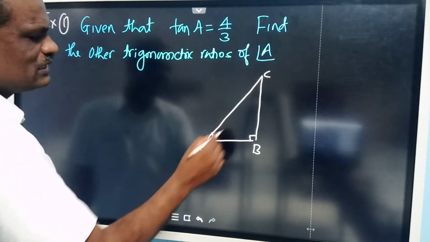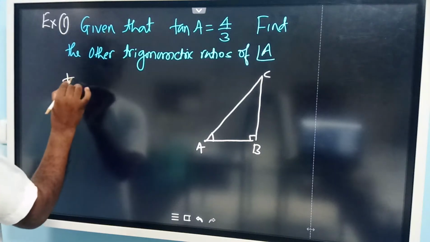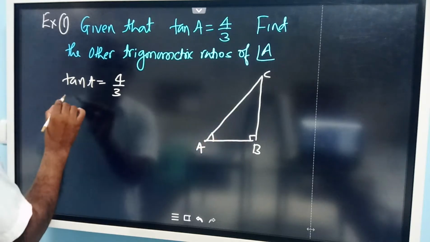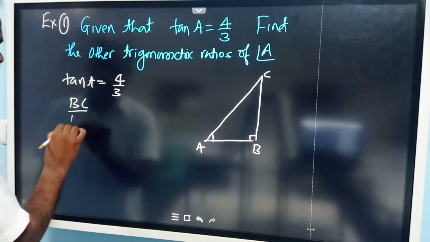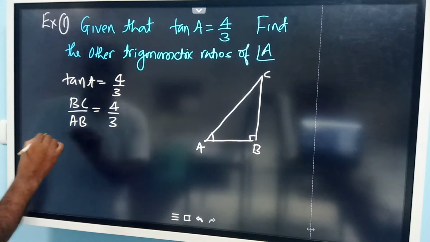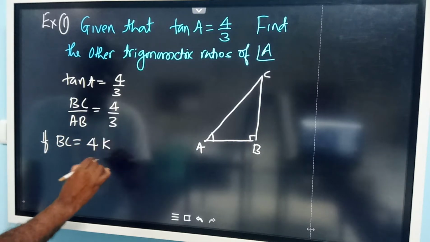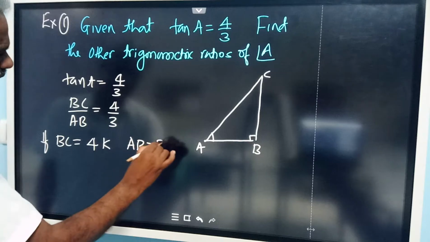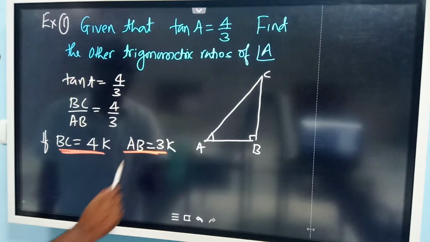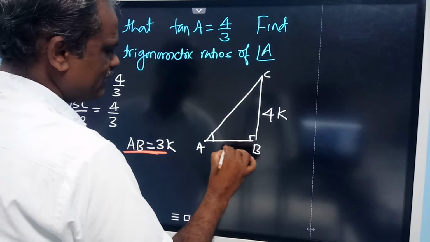Tan A, we have the relation opposite side by adjacent side. So we have tan A is equal to 4 by 3. Opposite side of angle A is BC, adjacent side here AB. BC by AB is equal to 4 by 3, which implies that if BC is equal to 4k, then AB will become 3k. So now I have taken this is 4k and this will be 3k.